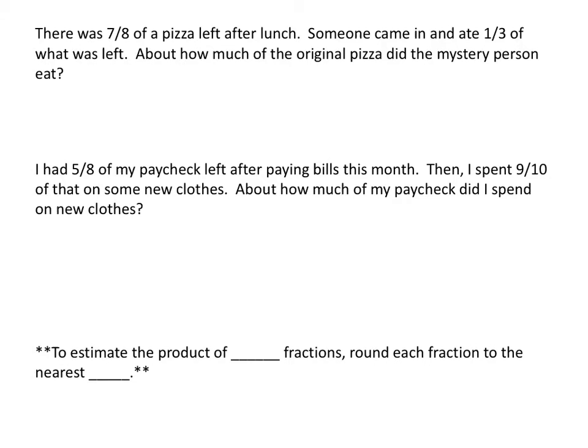Alright, what happens if there was 7/8 of a pizza left after lunch and someone came in and ate 1/3 of what was left? We want to know about how much of the original pizza did the mystery person eat. So 7/8, and then they ate 1/3 of that. But because once again it says about, we're looking to estimate. Now this is a little bit different than when we were doing it with whole numbers. Remember, another method of estimating is rounding. So 7/8 is about 1. So we're going to make this 1.